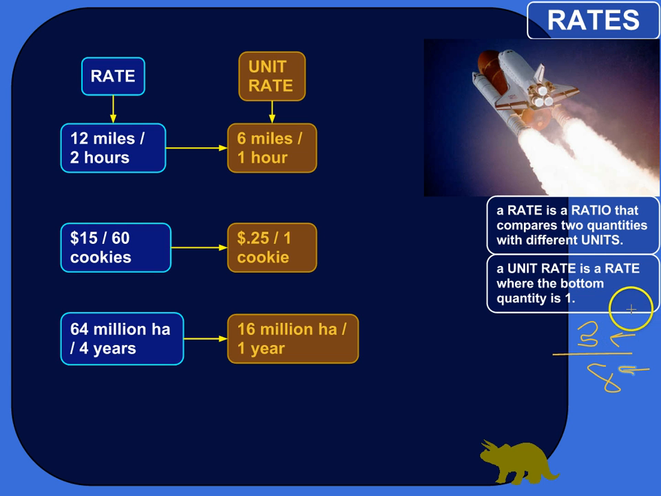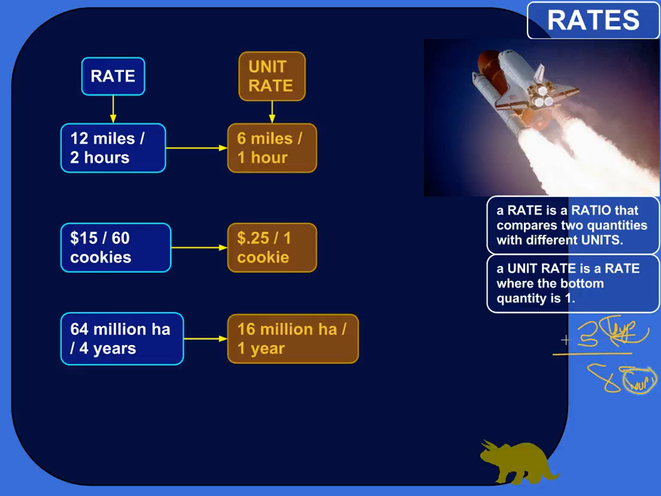A rate is a ratio where the two things being compared have different units. So, 3 bugs compared to 8 hours. 3 bugs per 8 hours. Bugs and hours are not the same thing. So these quantities are measurements in different units. Okay? A unit rate is a rate. It's a ratio that compares two quantities with different units.